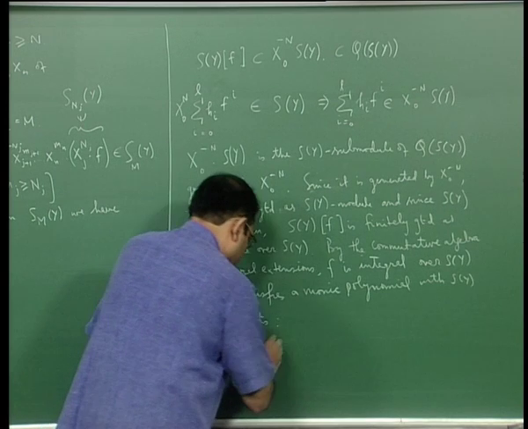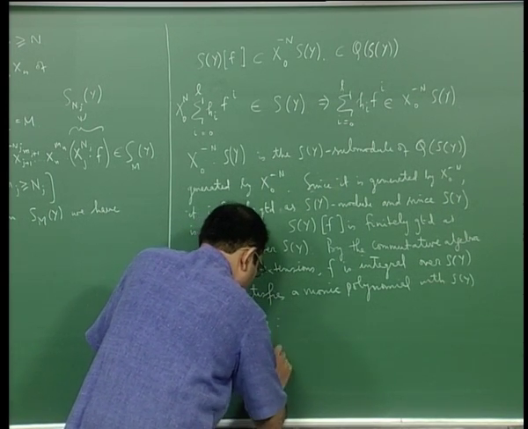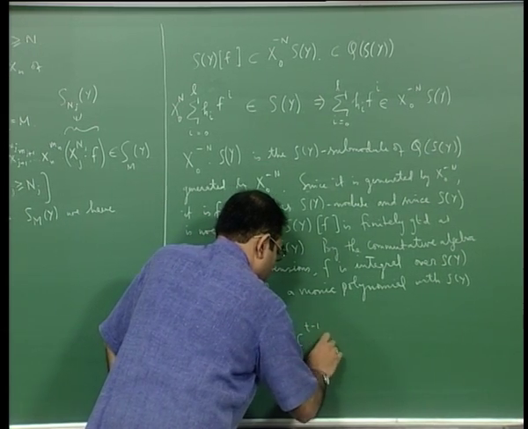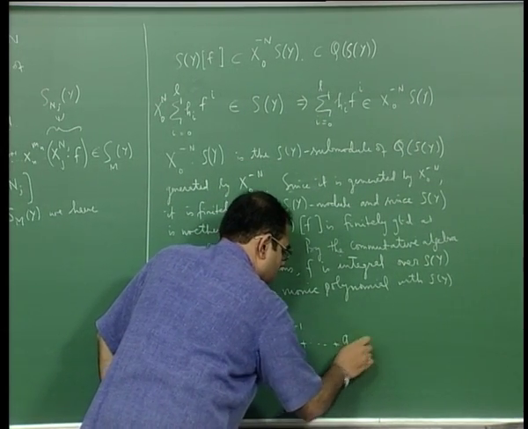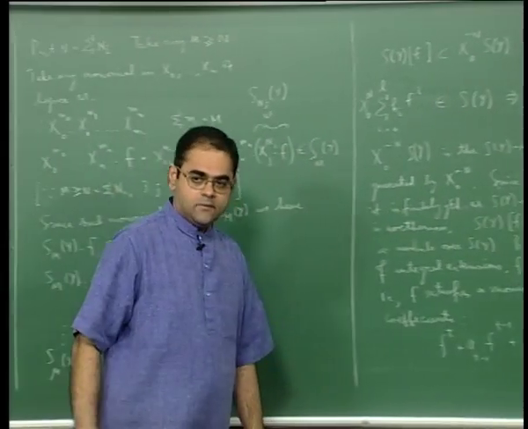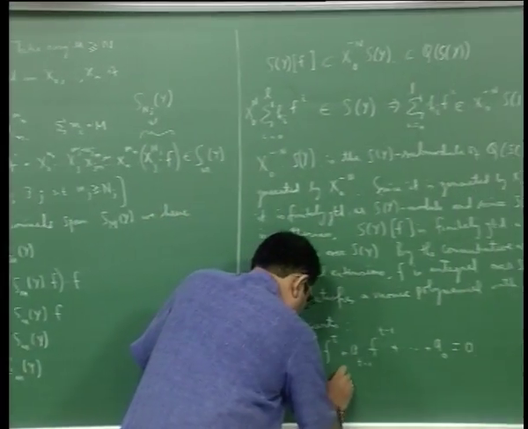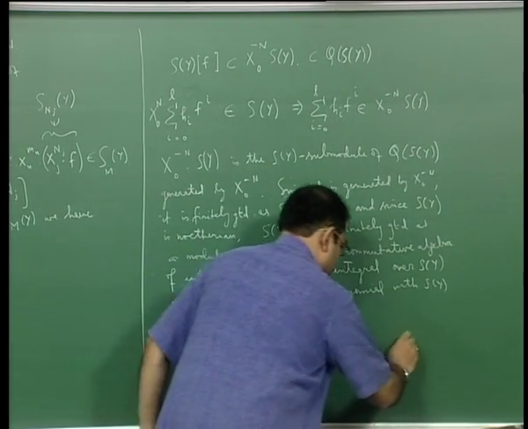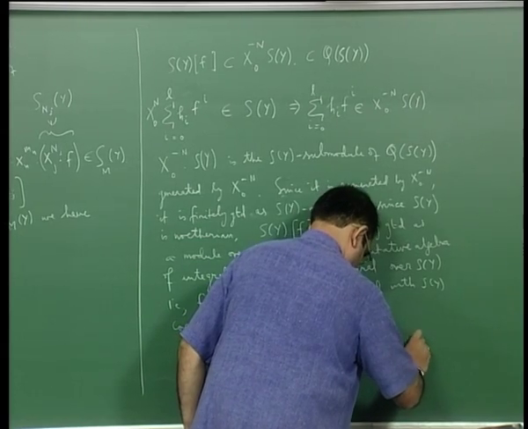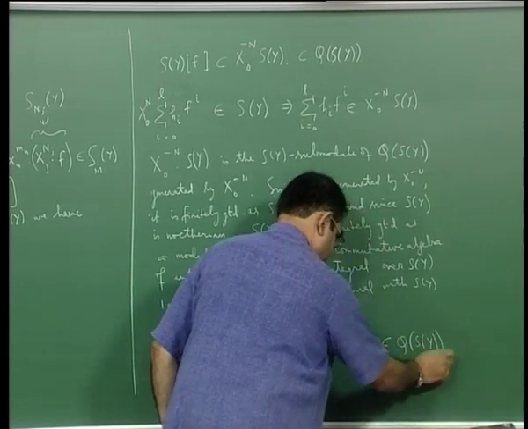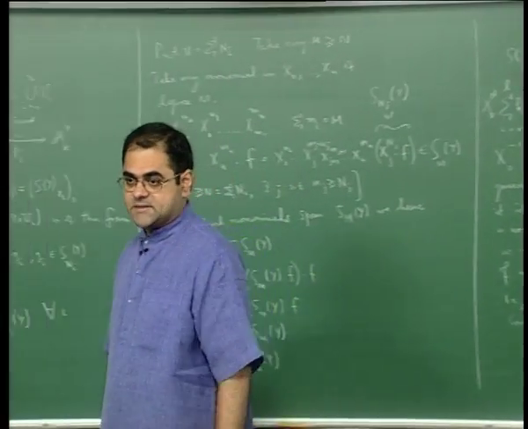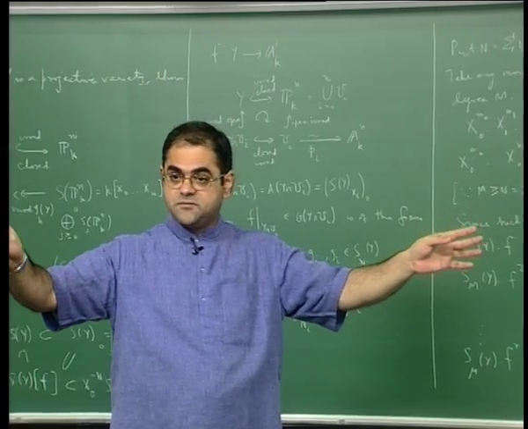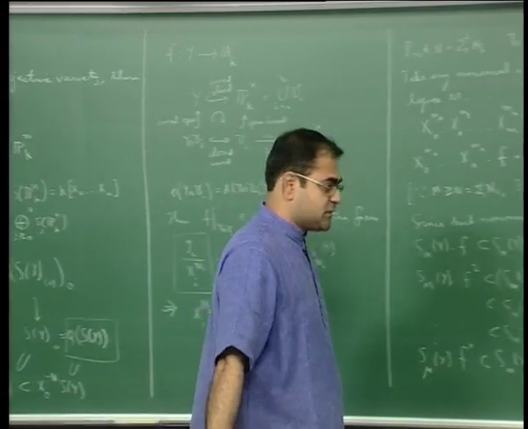So you will get something like this: f to the t plus a sub t minus 1 f to the t minus 1 plus and so on, plus a sub 0 equals 0, where the a i are actually in Sy, and this is all happening in the quotient field of Sy. Mind you, this quotient field of Sy is a huge extension field of K.